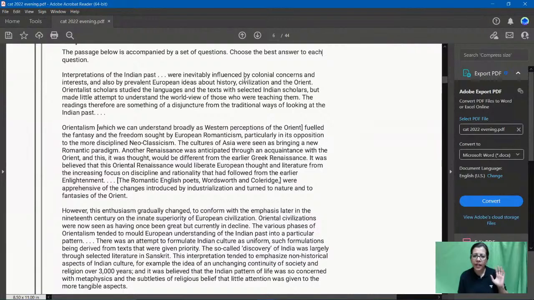Interpretations of the Indian past were inevitably influenced by colonial concerns. colonial लोगों ने नहीं किया, इंग्लिश ब्रिटिशर्स ने नहीं किया, colonial concerns से influenced रहे हैं. इन्फ्लुएंस्ड बोले तो पूरी दुनिया ही इन्फ्लुएंस्ड रही है ब्रिटिशर्स से. ये सब मेरे दिमाग में आया आज पढ़ते टाइम. एंड इंटरेस्ट एंड ऑल्सो बाय प्रेवलेंट यूरोपियन आइडियाज अबाउट हिस्ट्री ओरिएंट. ओहो, इसमें सब मुझे दिख रहा है, यूरोपियन ओरिएंट एंड ऑल. ओरिएंटलिस्ट स्कॉलर्स. हाँ, मेरा पहला क्वेश्चन एक क्वेश्चन था इस पे. Okay, so let me just kind of check the main idea. Studied the languages, text selected Indian scholars, but made okay, fine, the readings okay, disjuncture okay.